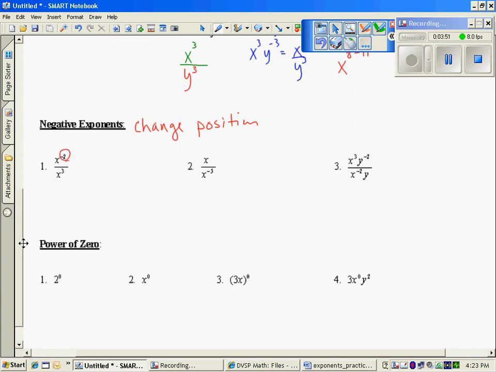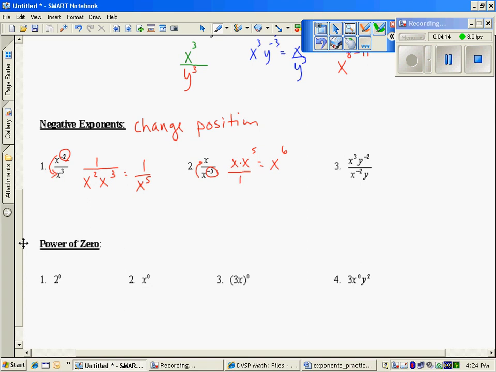So this negative 2 just tells me it needs to go into the denominator. I had 3 down there. I brought 2 more. So now I have x to the fifth. In the second problem, it just means this needs to go to the numerator. I had 1. I brought 5 up. Now I have x to the sixth. If you'd like, you can put a 1 in the denominator.